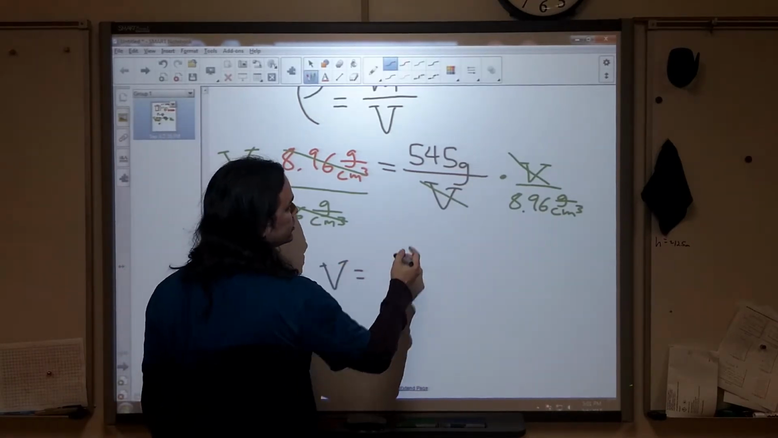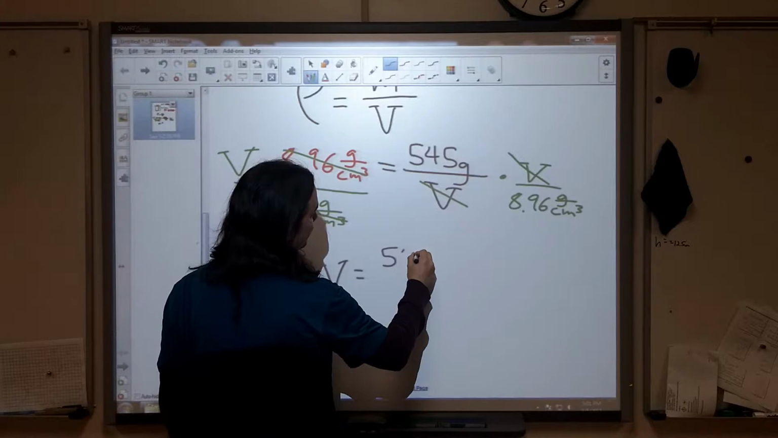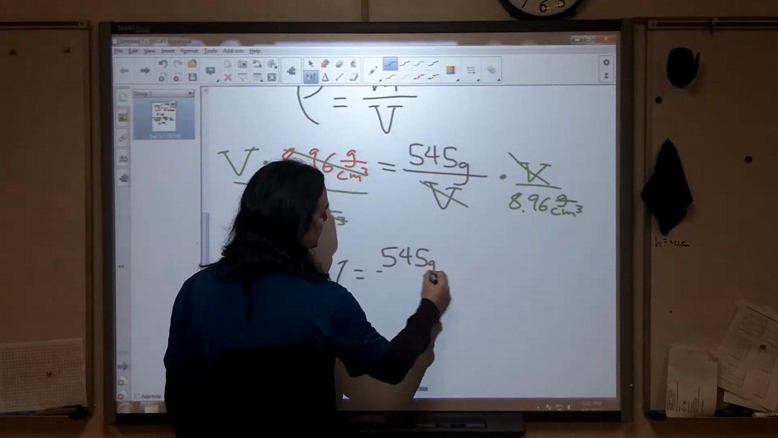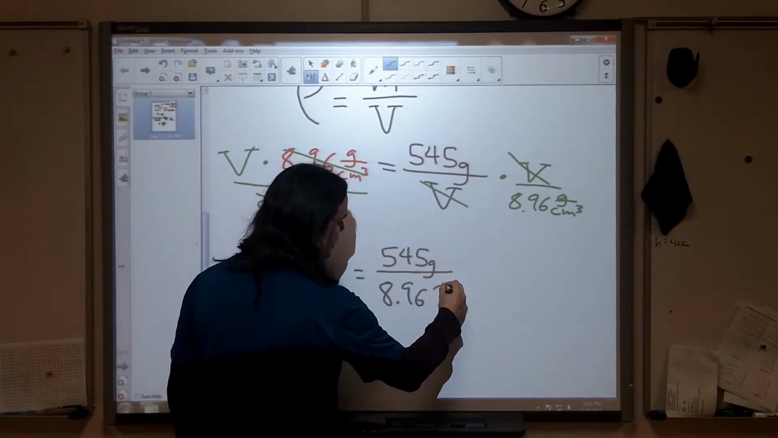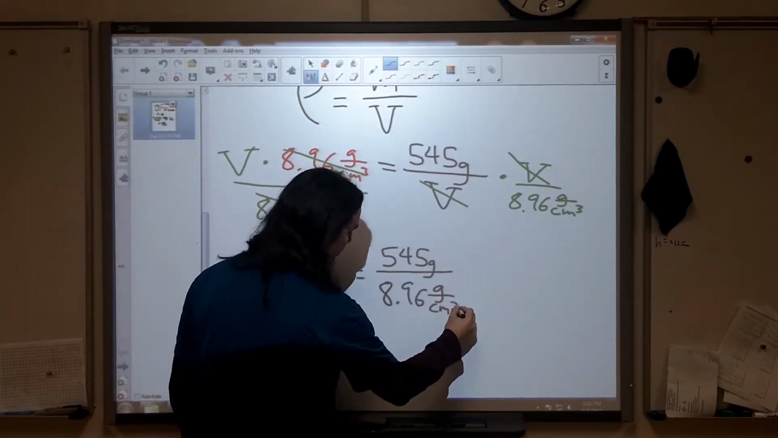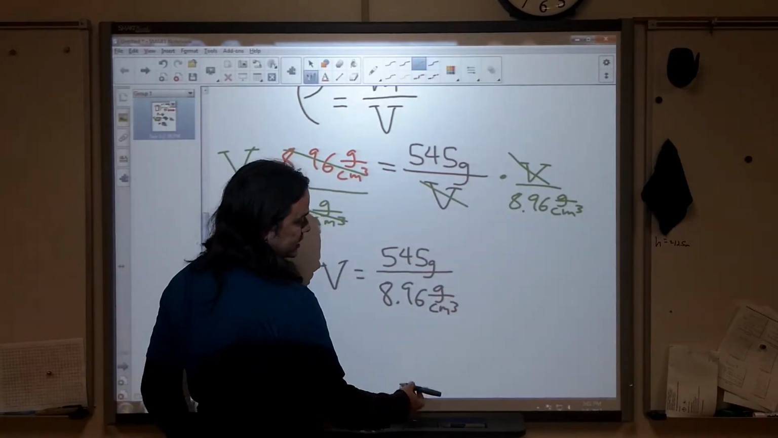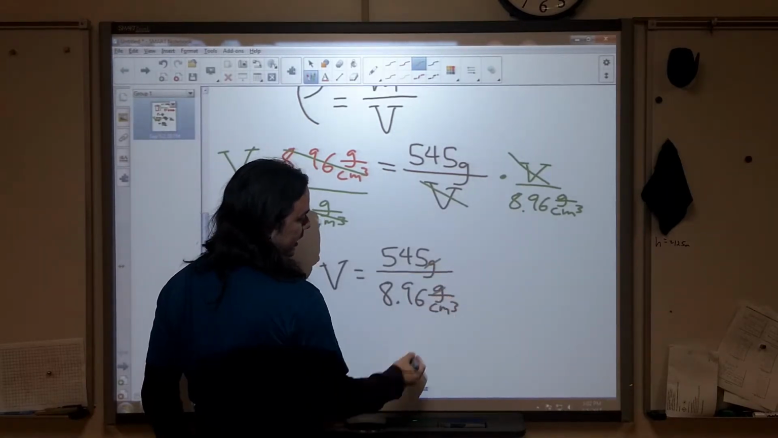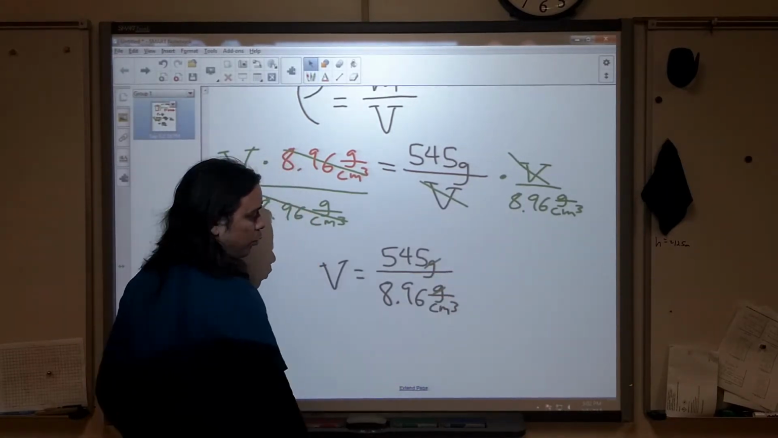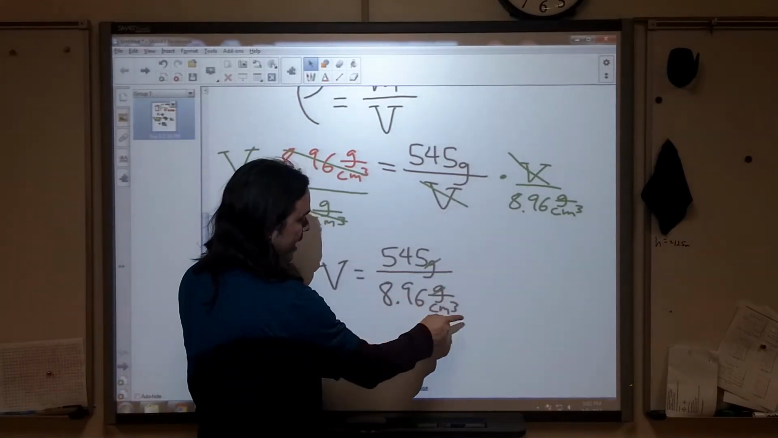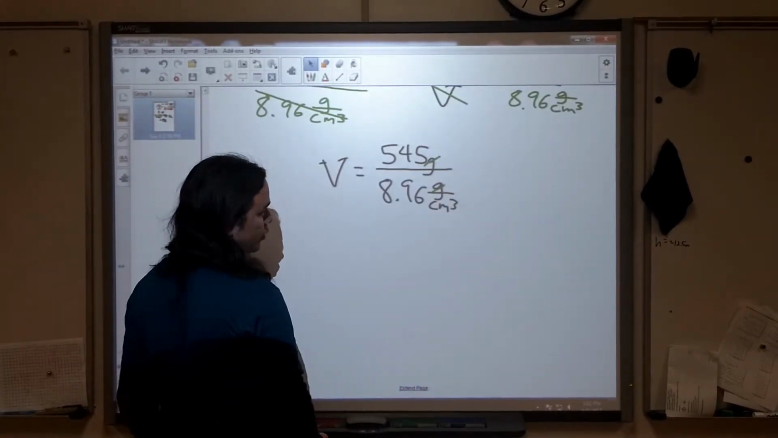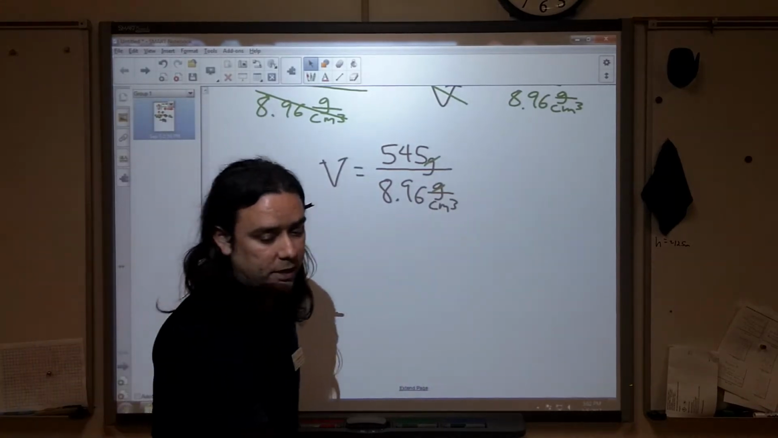That V equals 545 grams divided by our density, 8.96 grams per cubic centimeter. Now, one of the things that I want you to notice is the grams cancel out. When we have 1 over cubic centimeters in the denominator, a little bit of math, that will actually flip back up into the numerator. So we're going to end up with cubic centimeters.